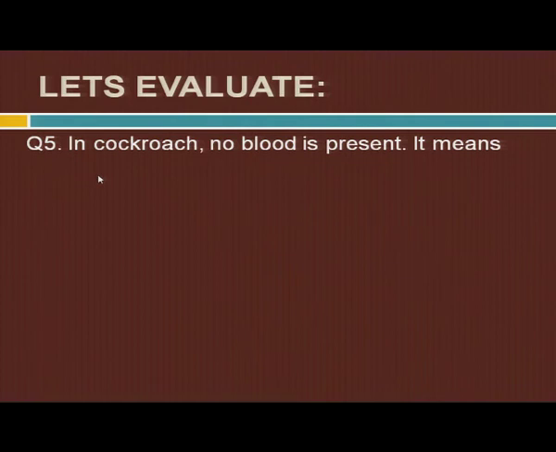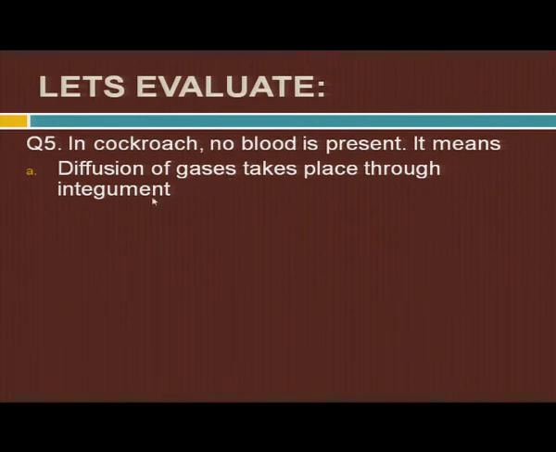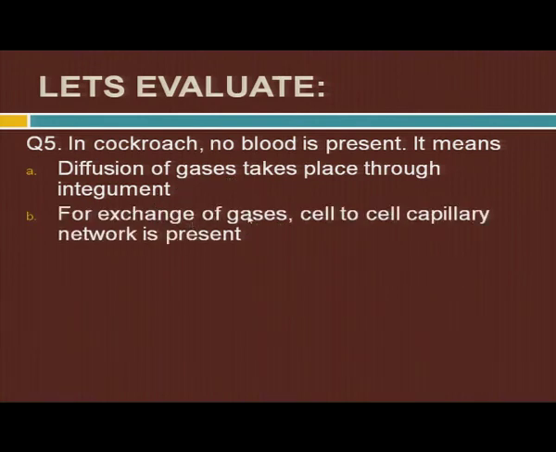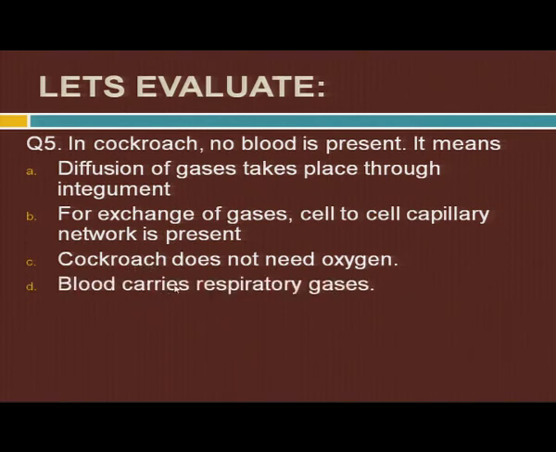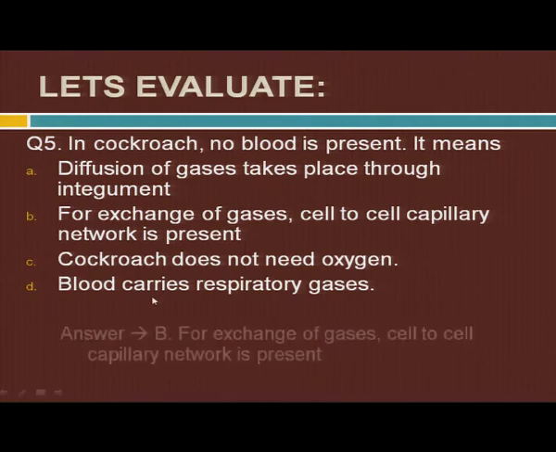Next question. In cockroach, no blood is present. What does it mean? A, diffusion of gases takes place through integument. B, for exchange of gases, cell to cell capillary network is present. C, cockroach does not need oxygen. Blood carries respiratory gases. We know that blood does not carry respiratory gases. Cockroaches do need oxygen. For exchange of gases, cell to cell capillary network is present, which we have learnt in the respiratory system. They have a network of tube-like structures known as trachea, and diffusion of gases, this is wrong. So, the correct option will be B, for exchange of gases, cell to cell capillary network is present.